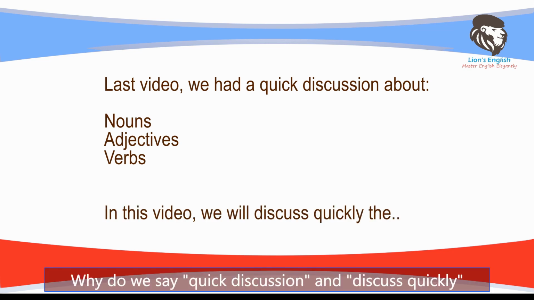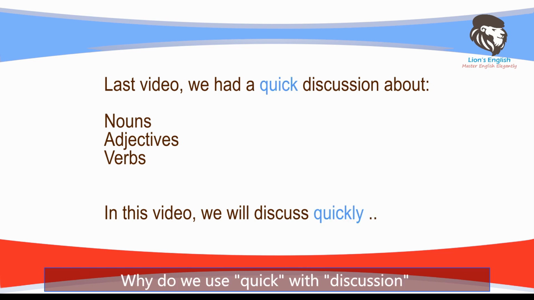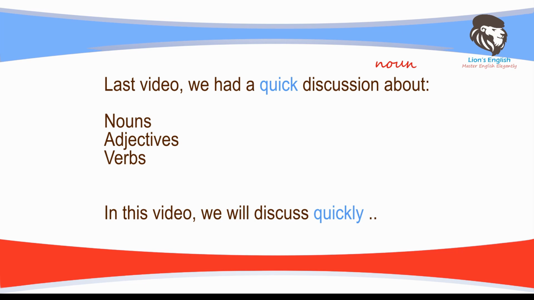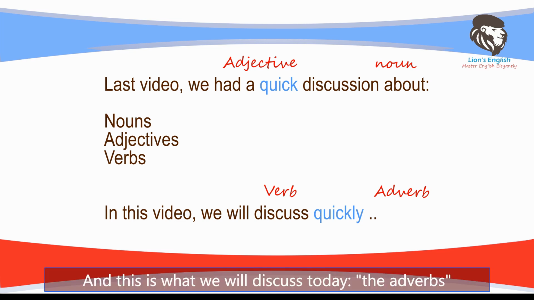Why do we say quick discussion and discuss quickly? Why do we use quick with discussion and quickly with discuss? And what is the difference between discussion and discuss? Discussion is the noun. So when I describe the noun, I use the adjective quick. But discuss is the verb. So to describe the verb, how the verb is done, I use quickly, which is the adverb. And this is what we will discuss today, the adverbs.